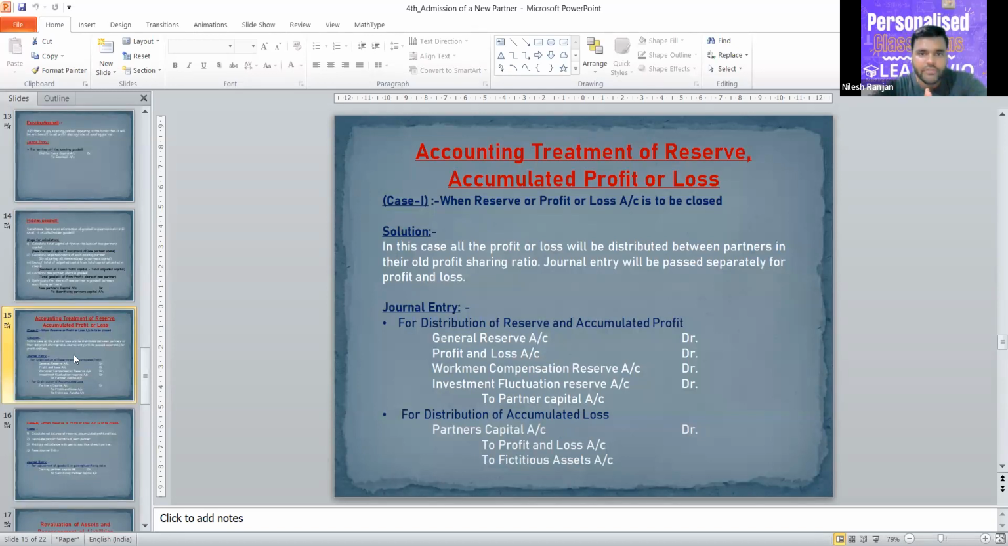You can see I have written case one, when reserves or profit and loss account is to be closed. And there is a second case when we don't have to do anything with these accounts. We just adjust our capital account for giving effect of distribution. You understand the case? What is the difference between these two cases? Let me explain it to you.